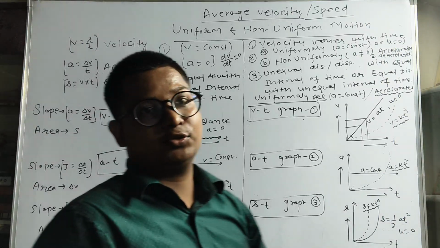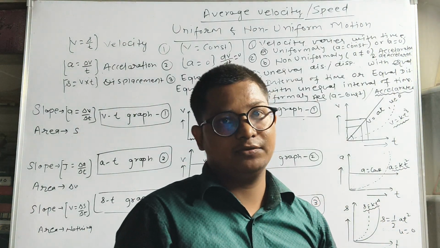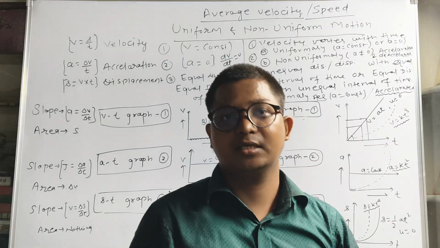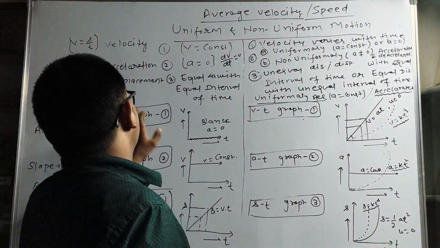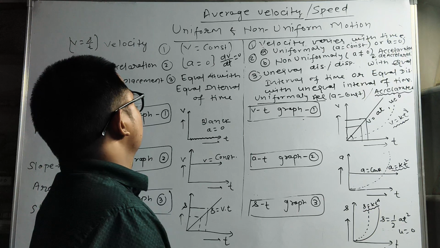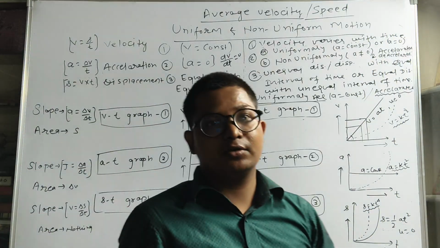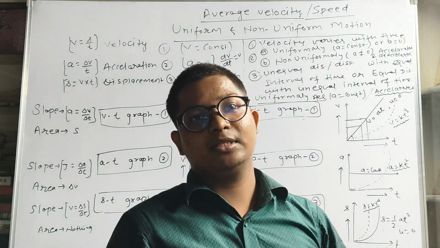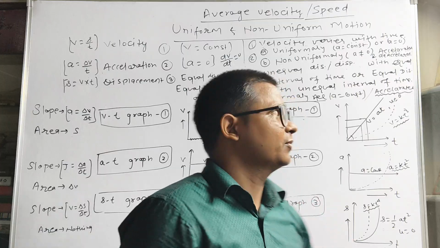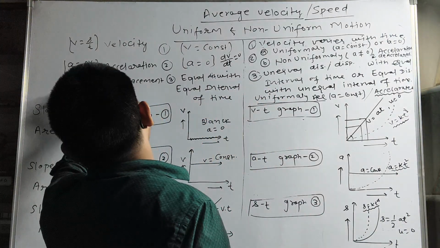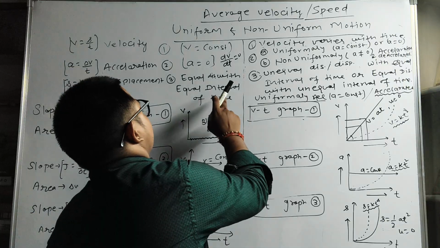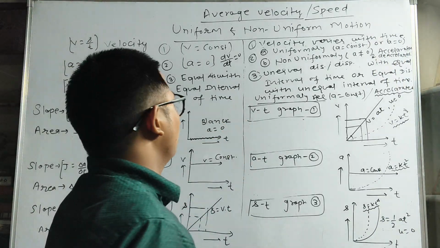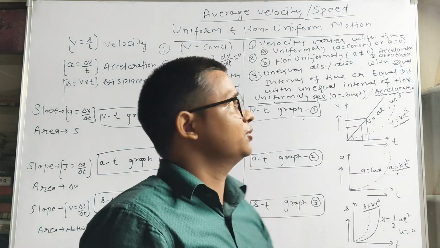That means acceleration is what? The change in velocity with respect to time is acceleration. If the velocity is constant, then acceleration must be zero. In terms of displacement, if an object covers equal distance in equal intervals of time, then the motion is called uniform. So in terms of displacement, which is the product of velocity and time, we can define equal distance in equal intervals of time. If the object covers that, then the motion is uniform.